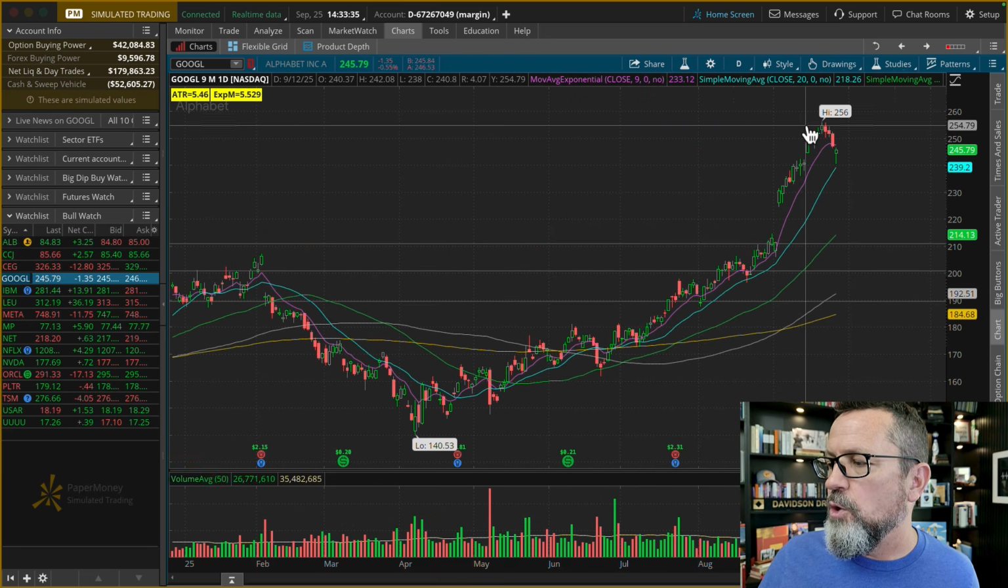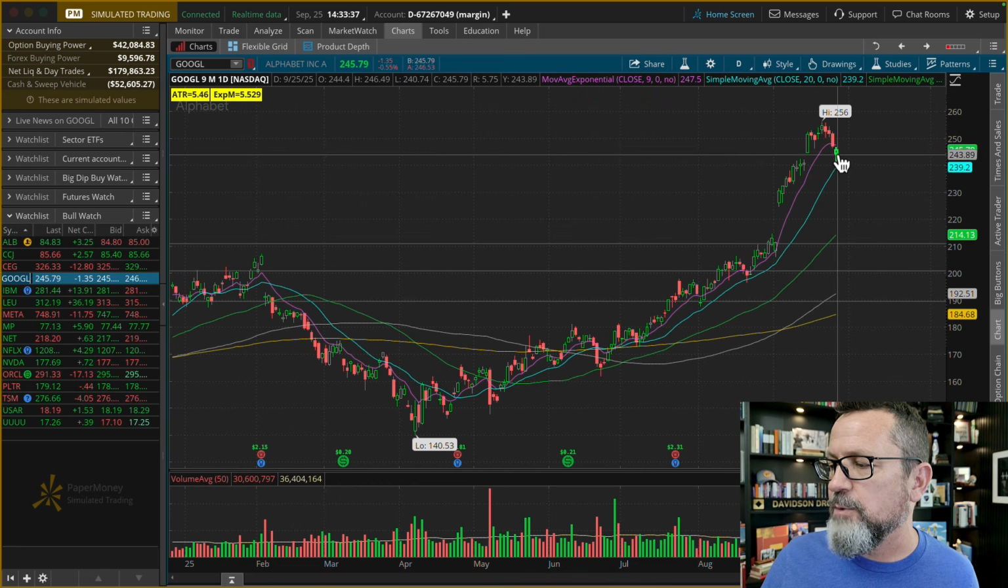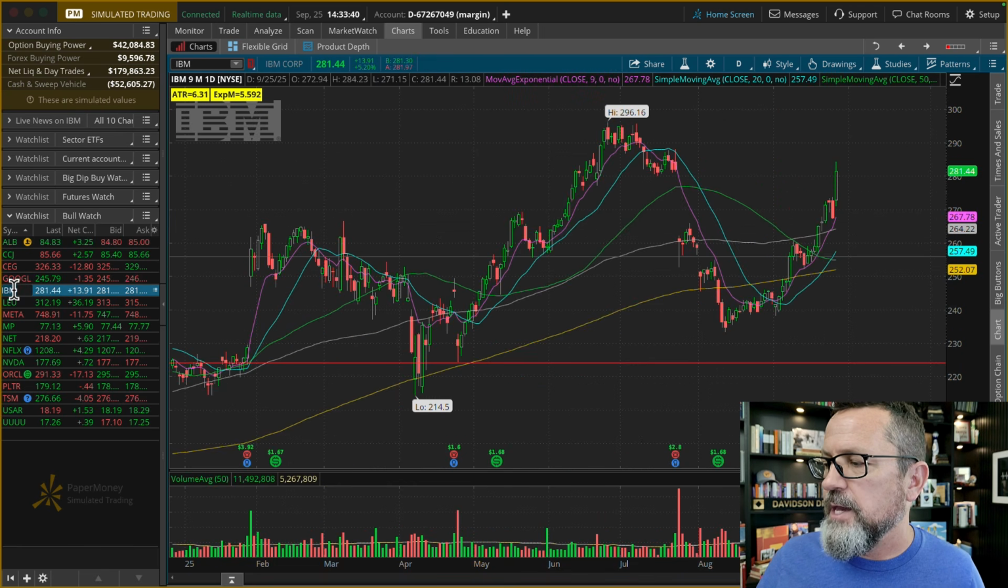Google's got that beautiful pullback pattern with the nice hammer candle. That's ready to pop. IBM already popped and is running hot. I might look for a pullback here. Wait on that one patiently.